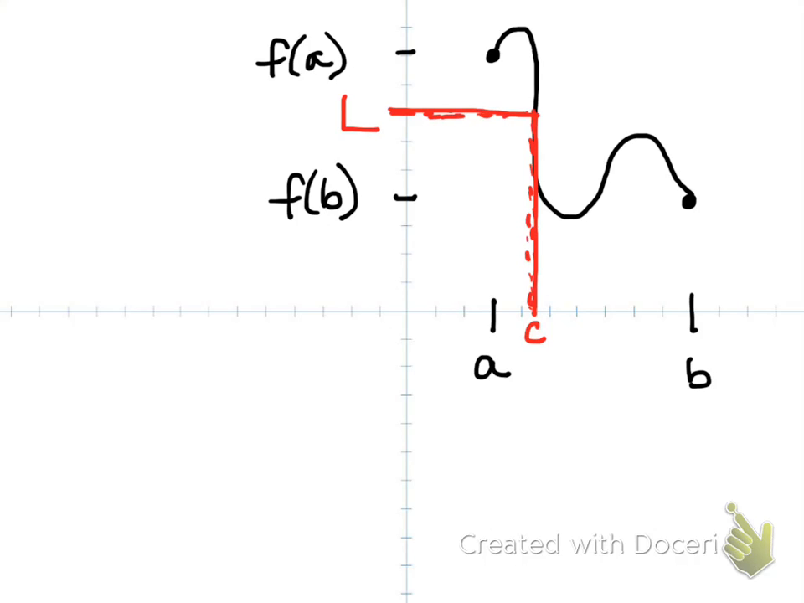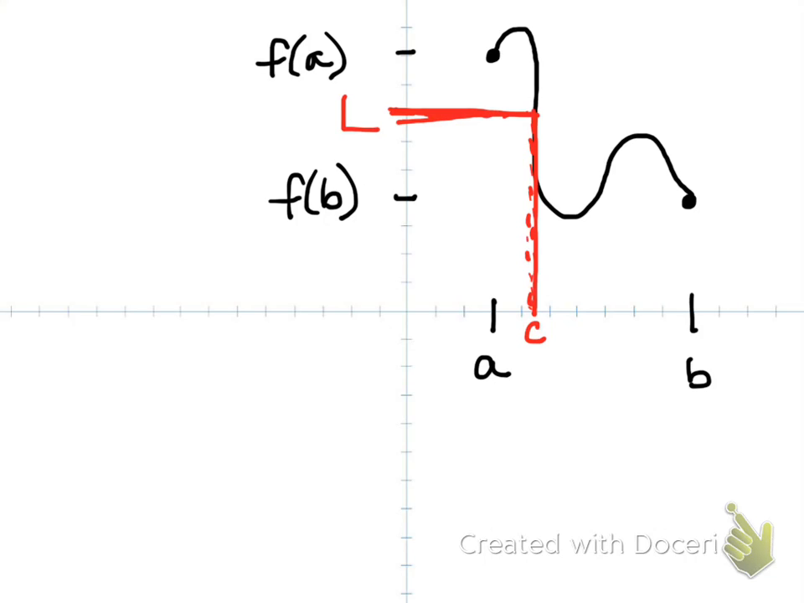That doesn't mean I might not have y values outside of f of a and f of b, like here, but the intermediate value theorem doesn't guarantee those. What it guarantees is all y values between f of a and f of b have a point on the graph of f, because I couldn't jump over it. I was not allowed to jump over it.